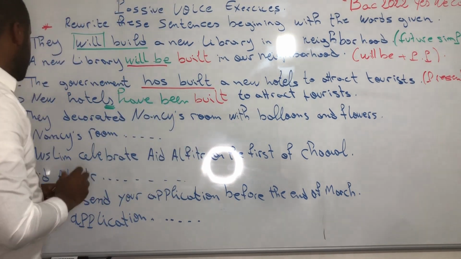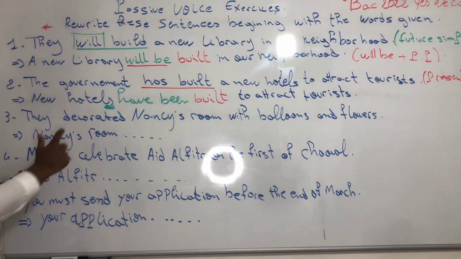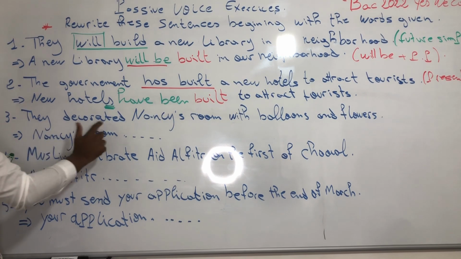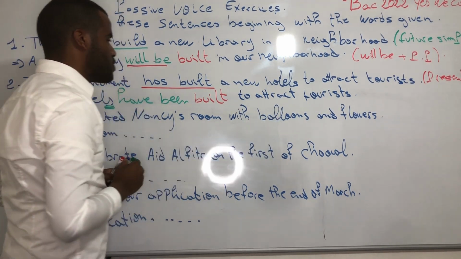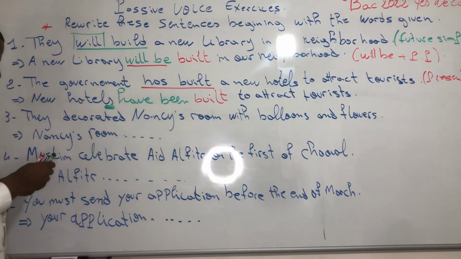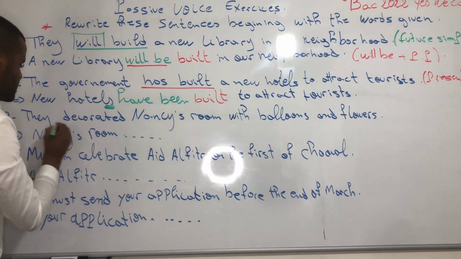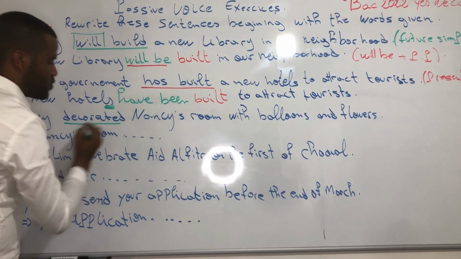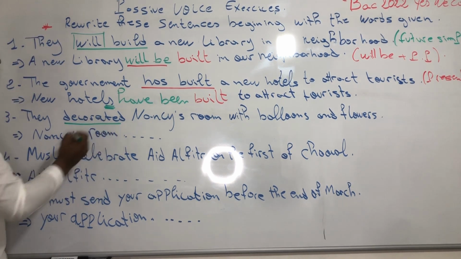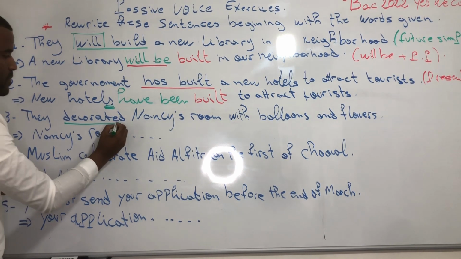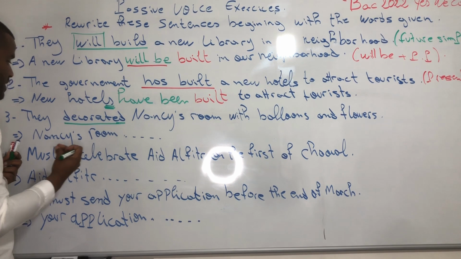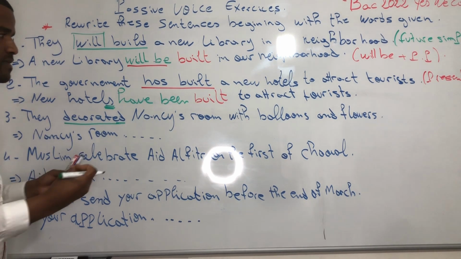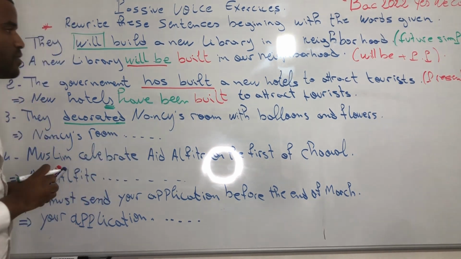Good. So the third question, or the third sentence we have: they decorated Nancy's room with balloons and flowers. They decorated. When we read the sentence, we know that this sentence is simple past. They decorated, and we have the verb decorate, it's a regular verb. So when we have simple past, in the passive what do you think we are going to do?